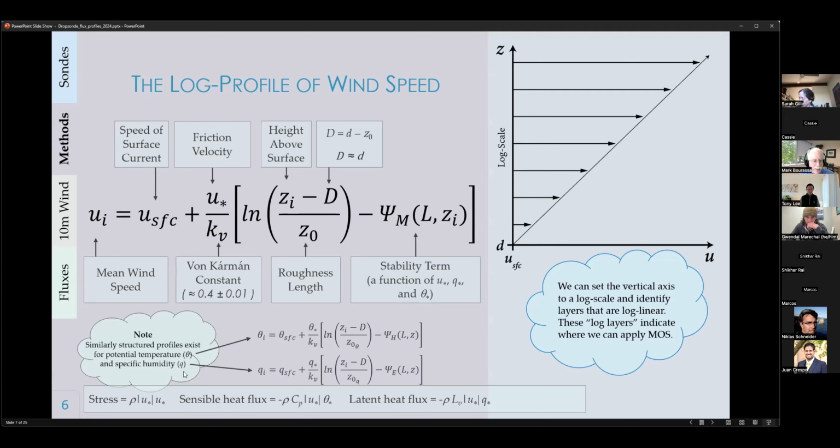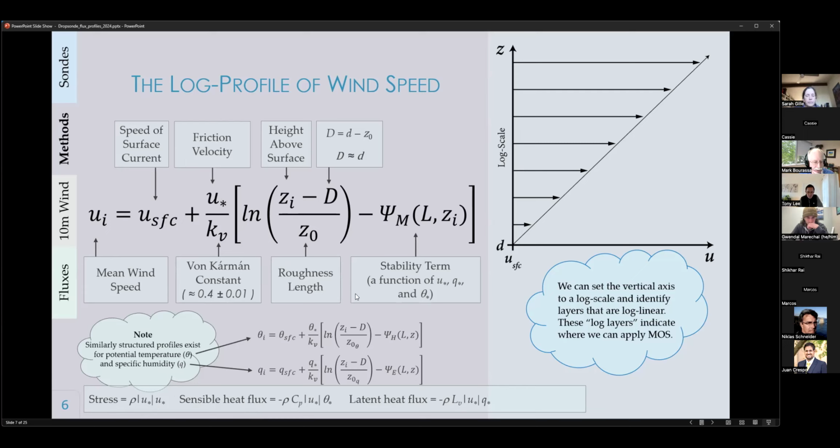And one of the side results is we've solved for enough terms that we can calculate a stress, a sensible heat, and a latent heat, where it's just a product of these scaling terms, and then the density of the air, heat capacity, and a latent heat of vaporization for a latent heat flux. So it just falls out. If you're going to do the work to get the winds right for calibrating a wind instrument, you're going to get the fluxes at the same time.